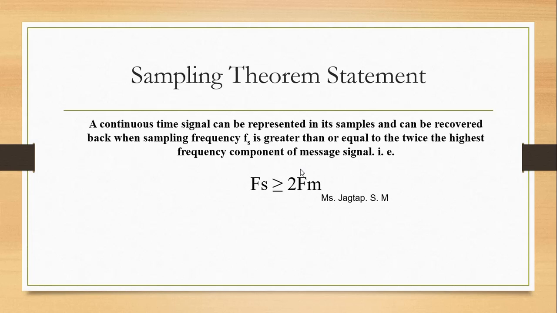The sampling process is a process of conversion of a continuous time signal into a discrete time signal. By following the sampling procedure, we define the sampling theorem, which states that fs should be greater than or equal to twice fm.